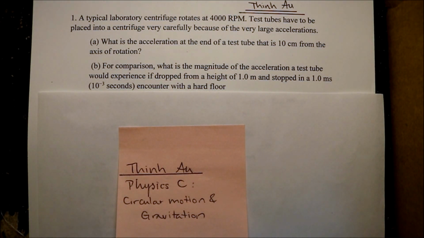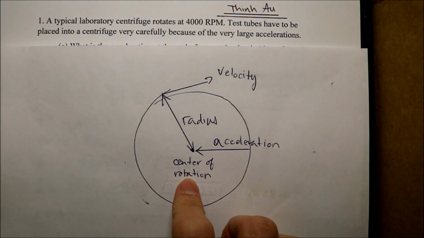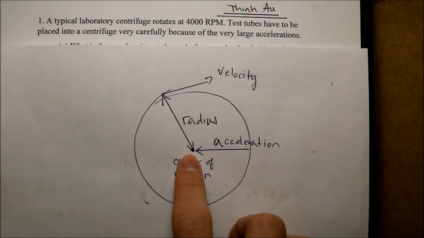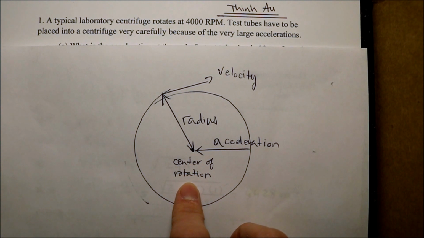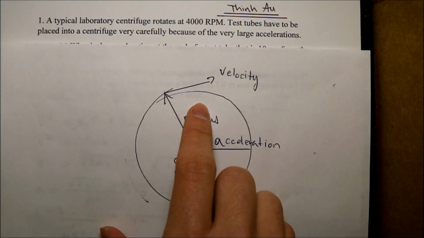For comparison, what is the magnitude of the acceleration a test tube would experience if dropped from a height of 1 meter and stopped in 1 millisecond, or 10 to the negative 3 seconds, on encountering a hard floor? Okay, so here I have a diagram of the centrifuge. As you can see, this is the center of rotation and the acceleration goes into the center of the rotation. And here's the velocity as the centrifuge is spinning.